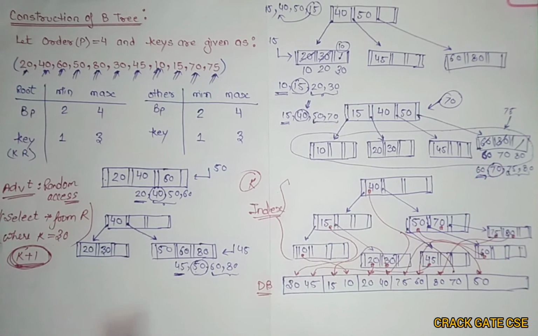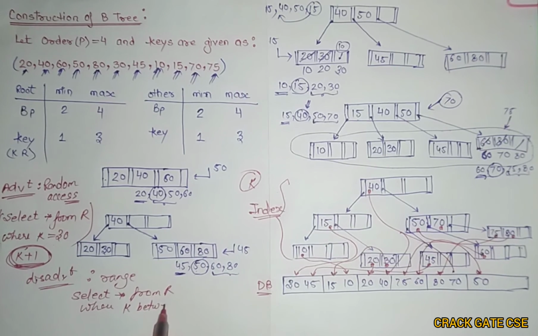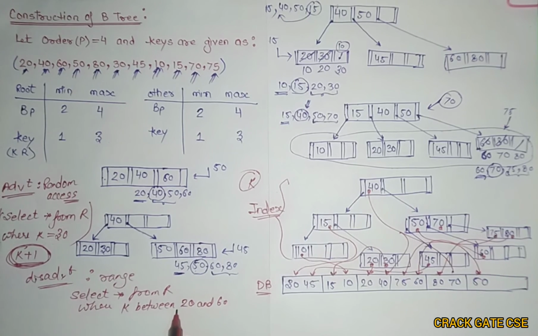But what is the disadvantage of this particular B tree? Disadvantage is if you have to find out a range. If you have to find out a range, then it will not work well. Let's say we are having a query as select asterisk from R where k is between, which defines the range in SQL, between 20 and 60. That means we have to find all the values which are in between 20 and 60.